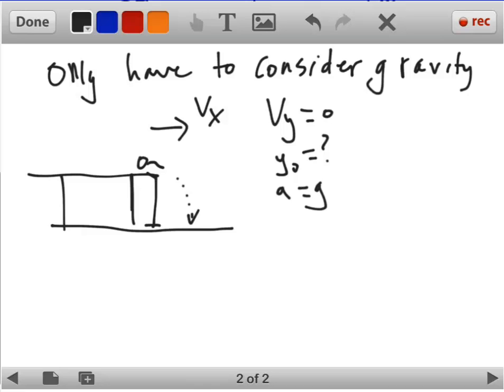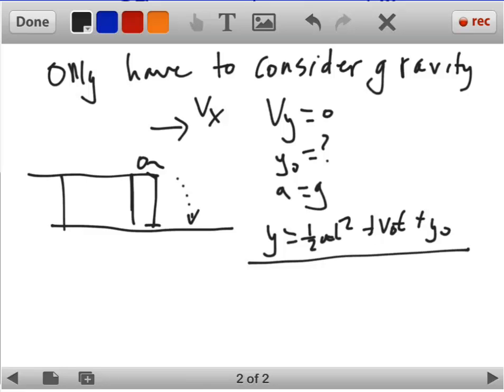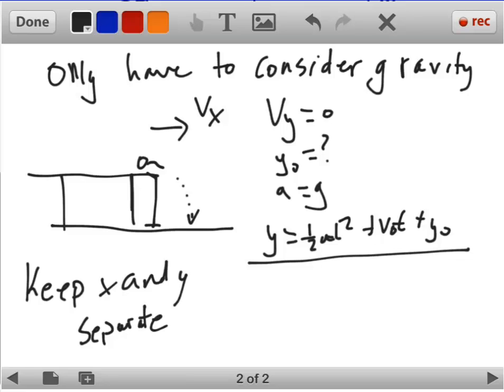And we also need to know the acceleration, which is going to be due to gravity, so a equals g. And from that, we can use the second kinematic equation, which says y equals 1/2 a t squared plus v naught t plus y naught, right? And then you put in everything you know. But since this is only in y, right? That's the biggest thing to do, is keep x and y separate. Okay, then we only want to look at the y motions.